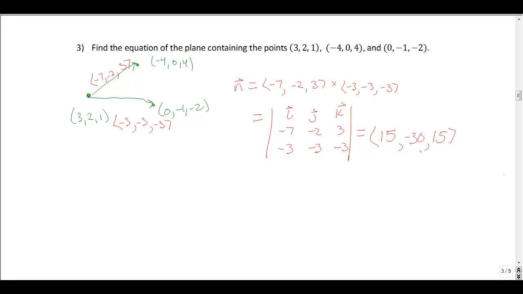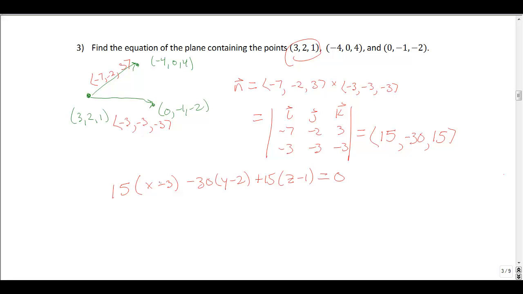You could now write an equation. There are a few ways to do this. 15 times, let's pick the point (3, 2, 1) here, sort of arbitrarily pick a point. 15 times (x minus 3) minus 30 times (y minus 2) plus 15 times (z minus 1), and then that should equal 0. So essentially we're saying the vector (15, -30, 15) and the vector (x minus 3, y minus 2, z minus 1), if you take the dot product of those 2 vectors, you should get 0. So (15, -30, 15) is a normal vector, and (x minus 3, y minus 2, z minus 1) is some random, or arbitrary, vector in the plane.